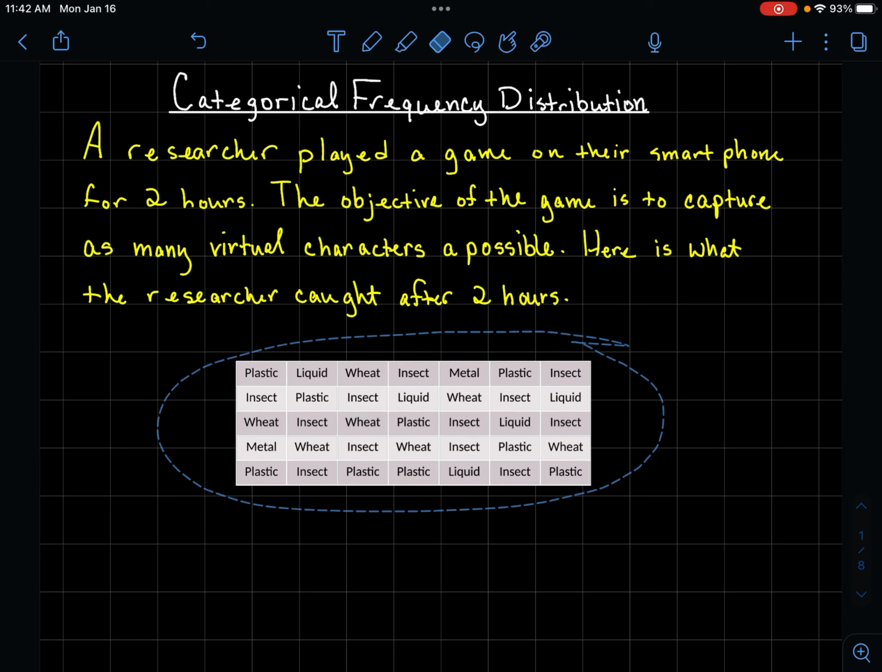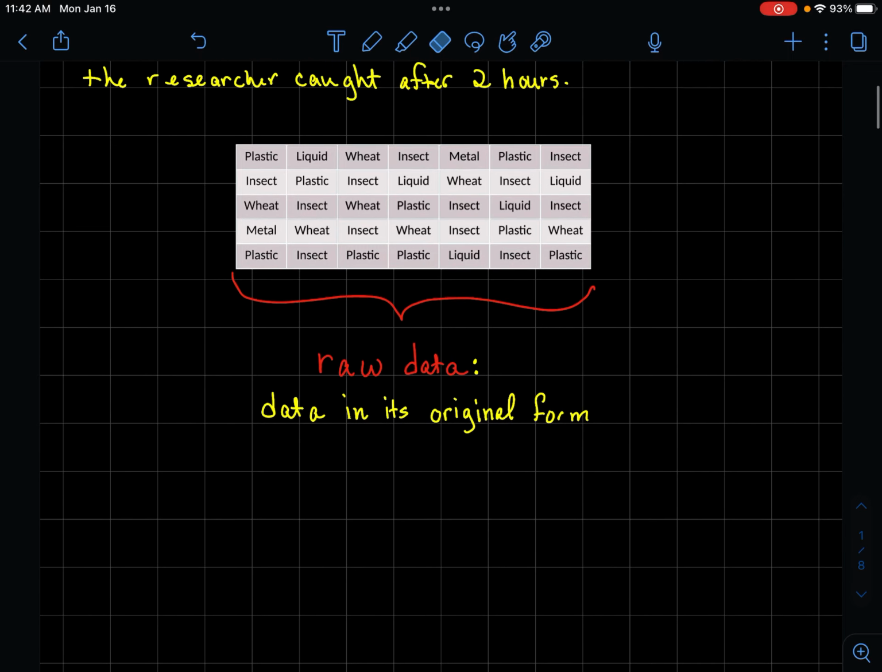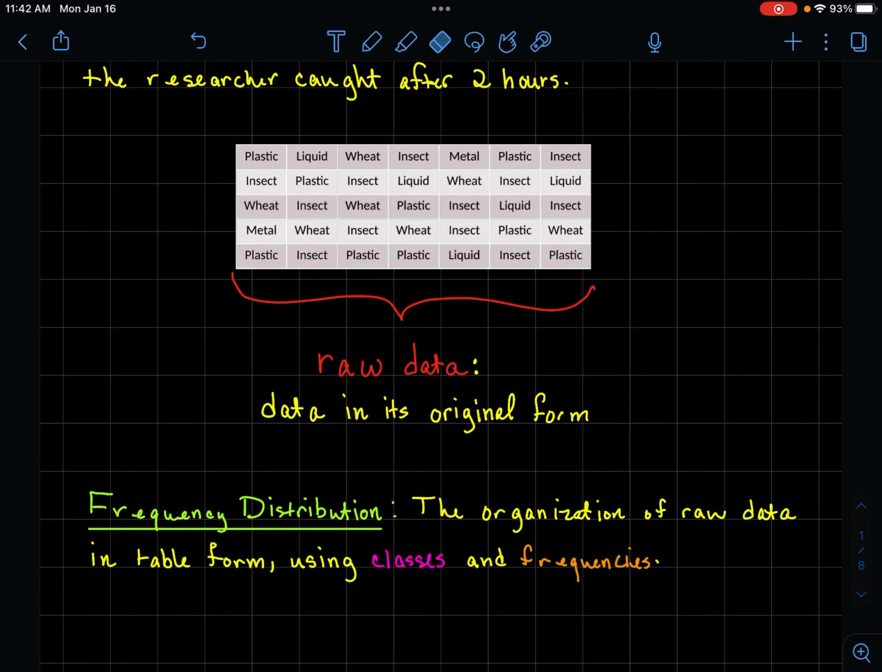Your original data that you collect has a name, and it is called the raw data. Raw data is in its original form. It's not categorized yet. We haven't organized it in a way that's better for us to understand, so that's what we call raw data.